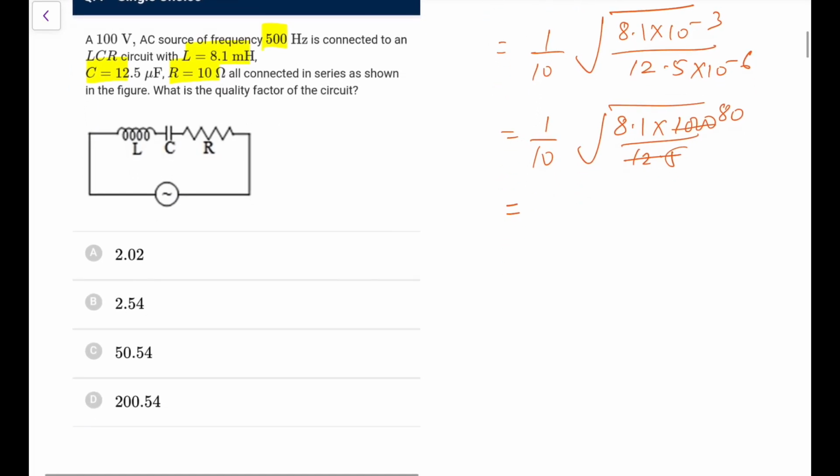So looking at the options, because they are quite far apart, I can try my luck. 8 pi by 10, and pi is 3.14. 3.14 means it is 24 or 25 something by 10, so 2.54 would be the closest one I can go for.